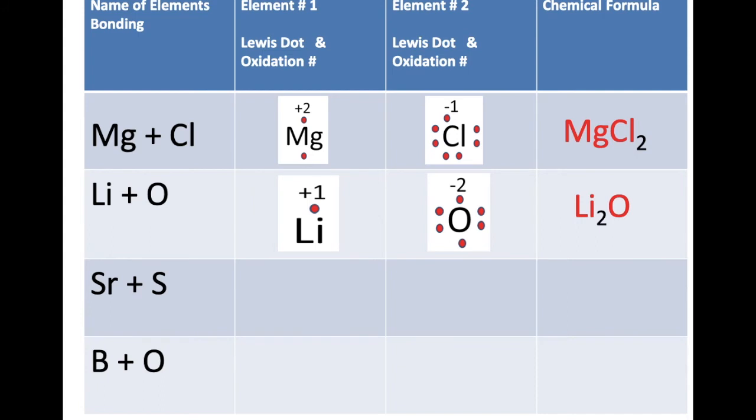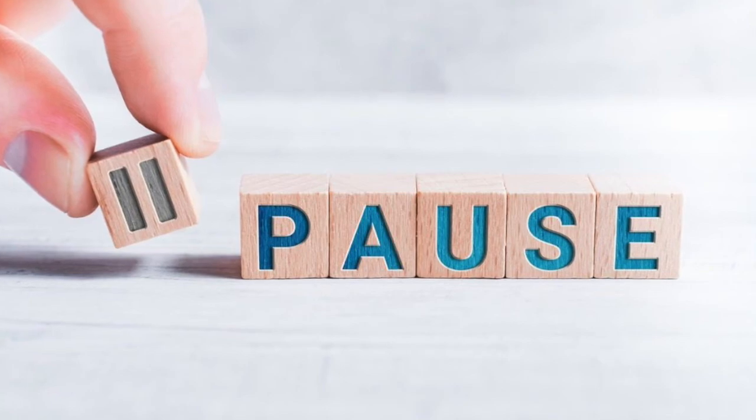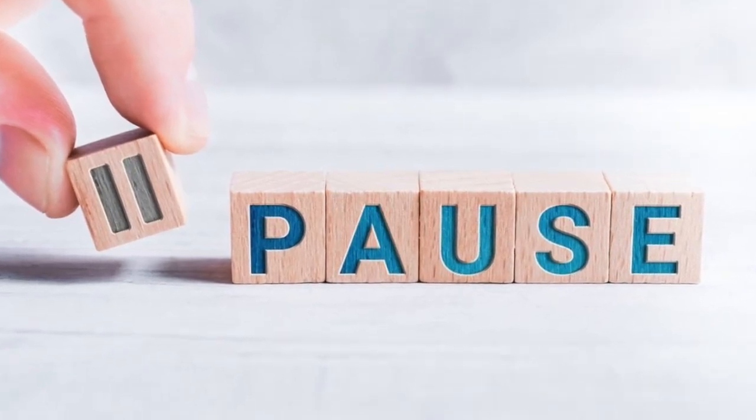As you can start to see, we write these chemical formulas with subscripts. I've written lithium subscript 2 oxygen using their element symbols. What this tells us as a chemist is that in order to make this chemical bond, in order for it to be neutral, you must have 2 lithium and 1 oxygen. So I challenge you to pause here in this video and attempt the next 2 element bonds.